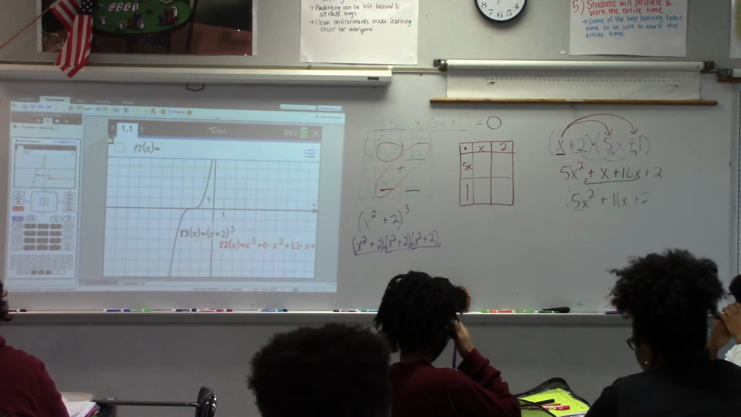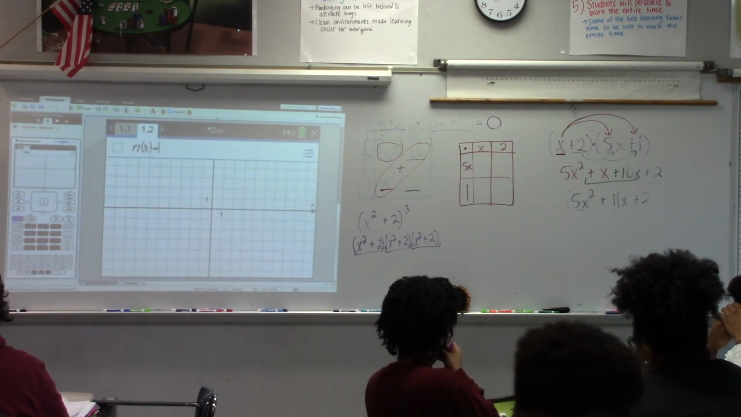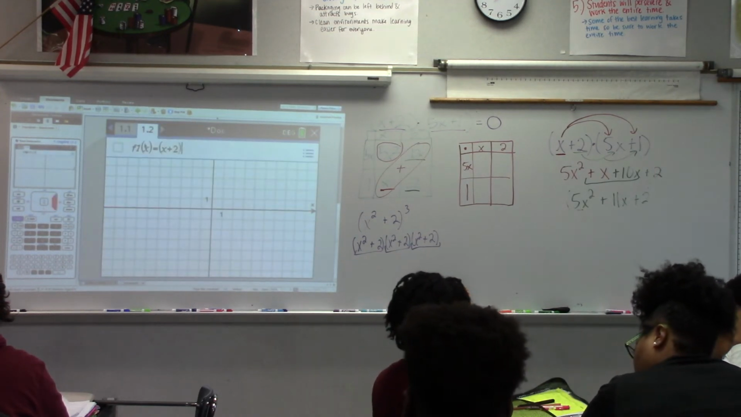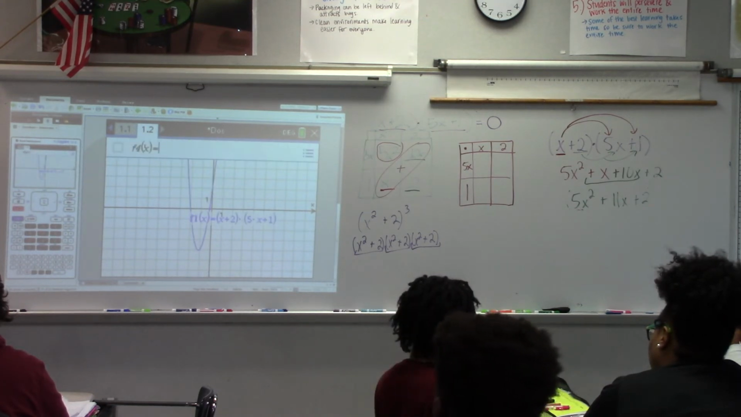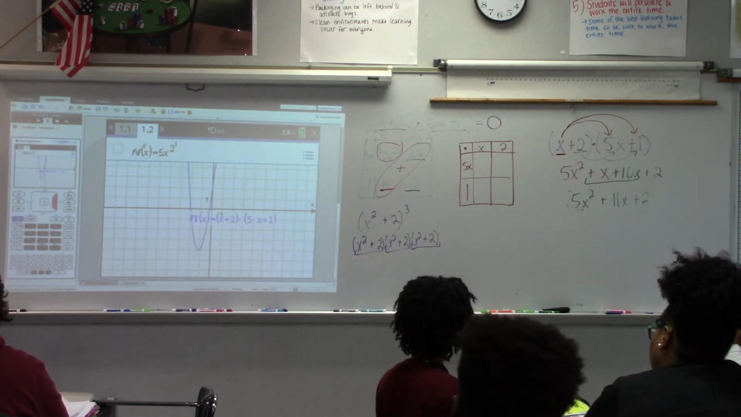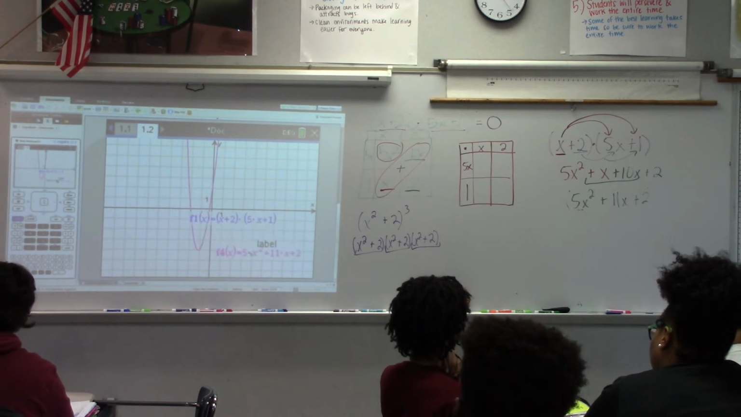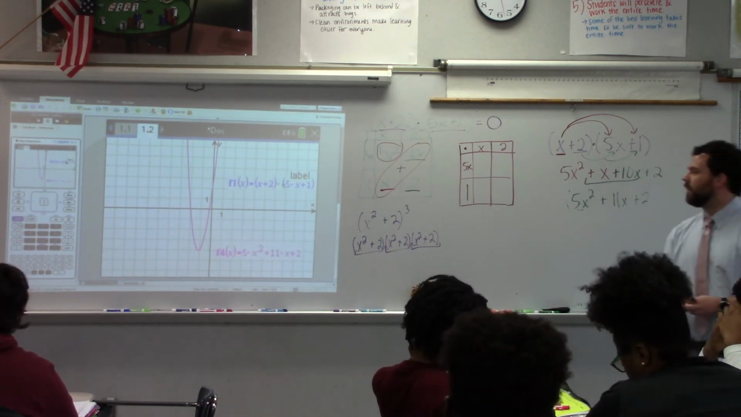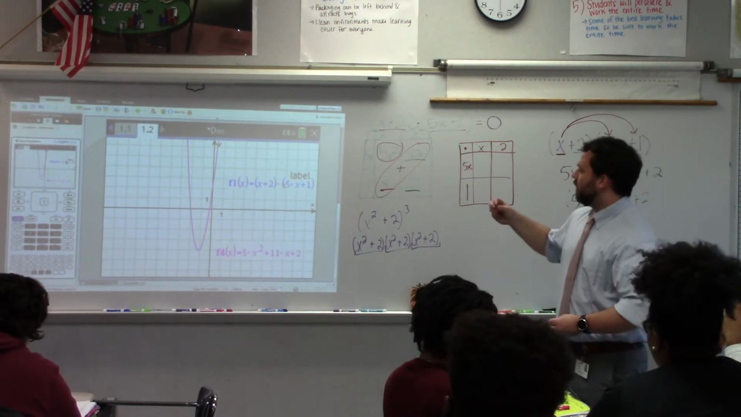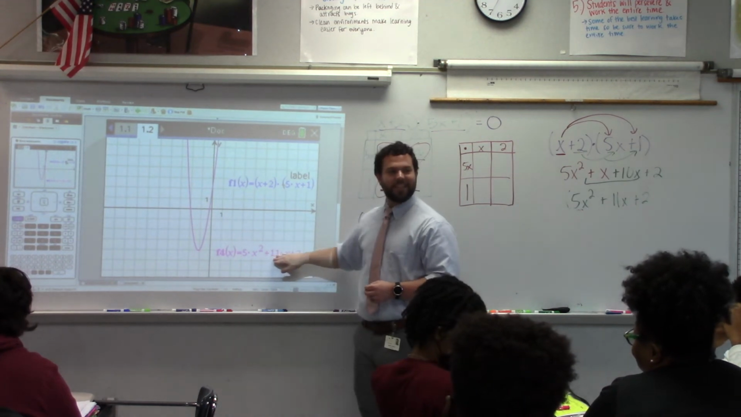I'm going to add a page, graph. Okay, so we started out with x plus 2 times 5x plus 1. There it is. And we ended up with 5x squared plus 11x plus 2. So what do you think? Same function? Does anyone remember the mathematical term I used yesterday? Yeah. There we go, right? The factored form is mapping on top of that standard form.